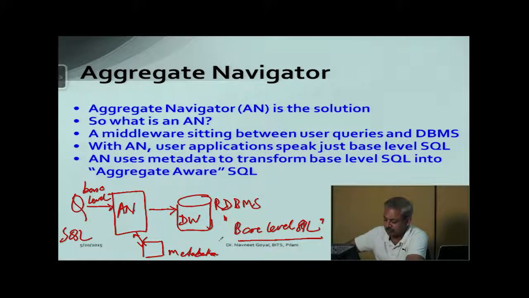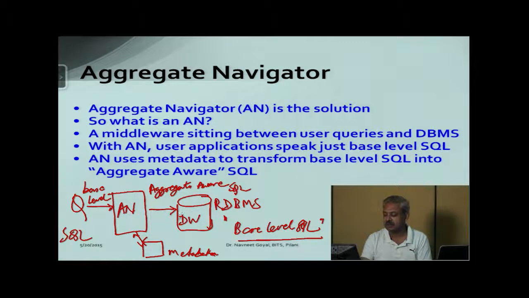If you are aware of relational databases, you'll know what kind of information we generally keep in the metadata. It keeps information about all users, all tables that have been created, all constraints, all keys, all indexes, and of course all aggregates, as we'll see here. So the Aggregate Navigator takes help of the metadata, and it makes the base level SQL aggregate aware. Then the aggregate aware SQL is executed against the database, and that's how we exploit the aggregates that are there.